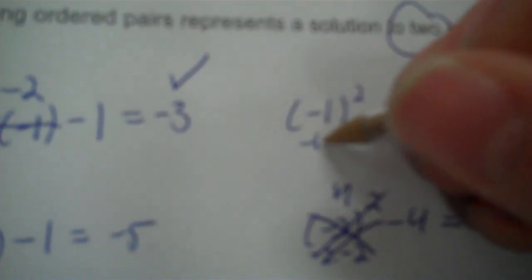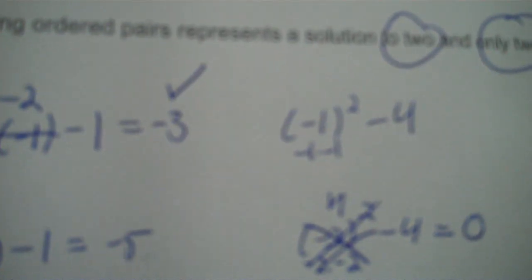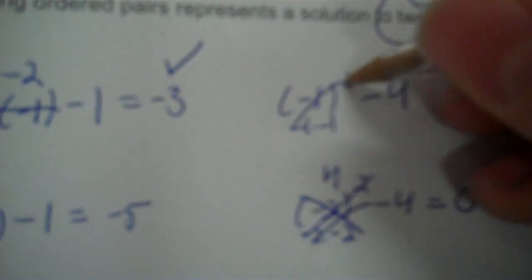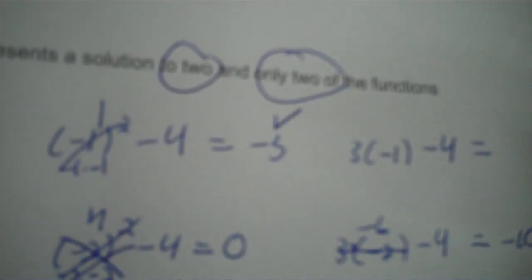Negative 1 to the second power, remember what that means. It means negative 1 times negative 1, okay? The power, just write the base times itself. Well, that's positive 1, okay? 1 minus 4 is negative 3. Check it, okay? Then the last one, 3 times negative 1 is negative 3. Negative 3 minus 4 is negative 7. Put an x, because remember it had to be 2 and only 2 of the functions. So check, check, x, okay? So the answer is A.